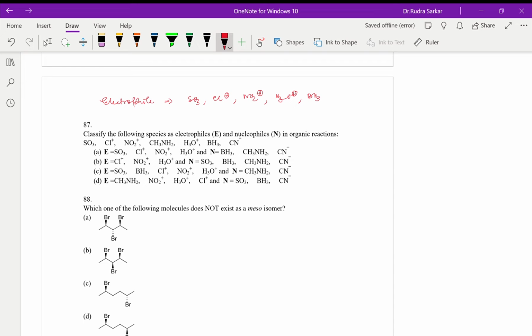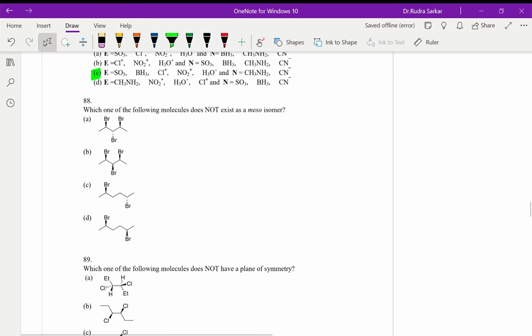BH3, and nucleophiles are basically Lewis bases or negatively charged species with either negatively charged electrons or having lone pairs or pi electron systems. So this will be the methylamine or methanamine, which has lone pair electrons, and CN obviously has the negatively charged carbon to attack with any electrophiles. Over here option number C is the correct option.